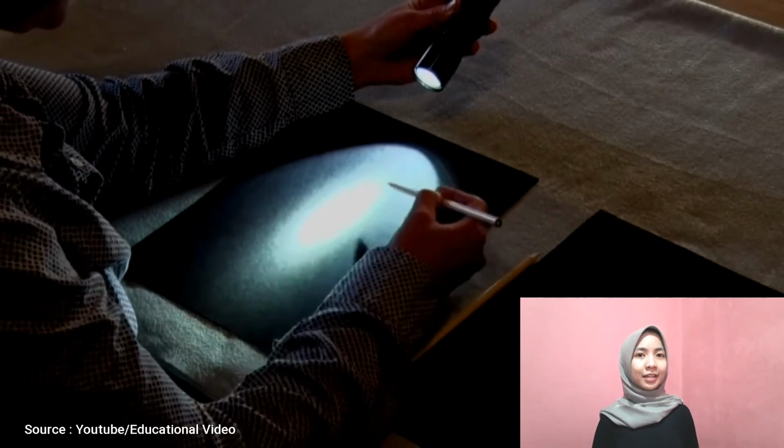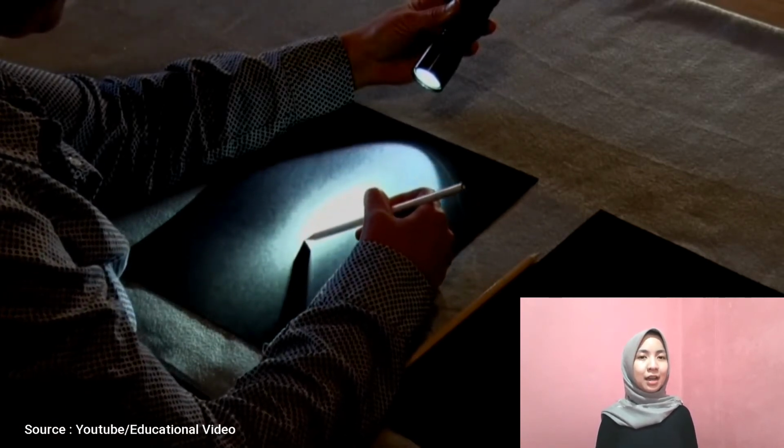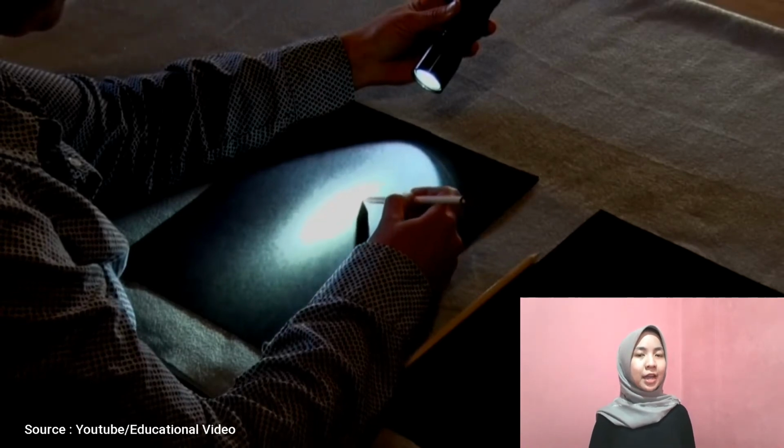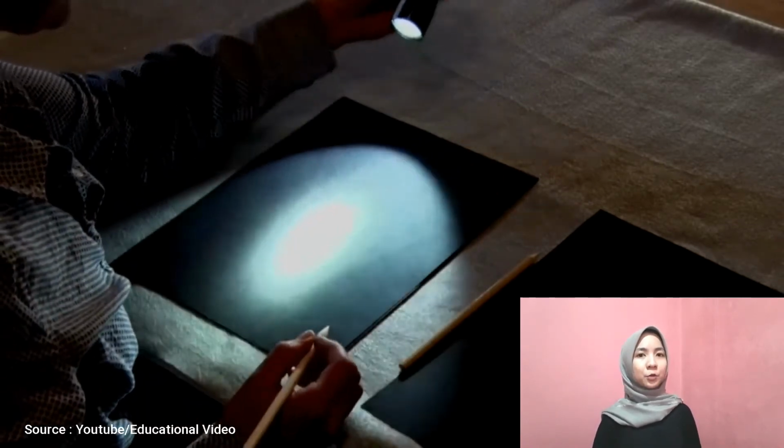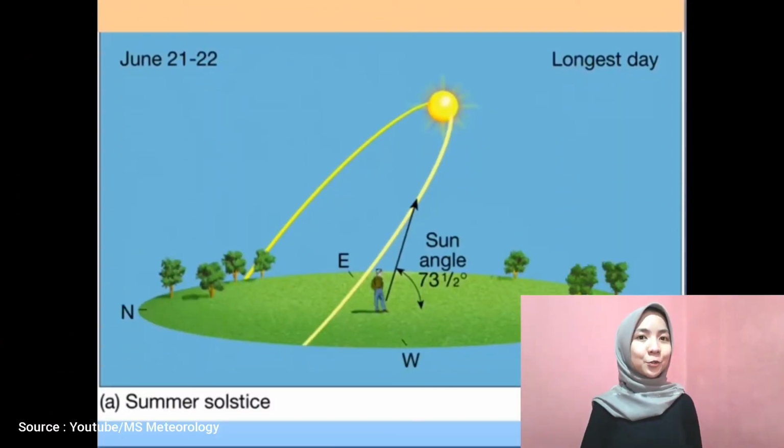All the light is still in that ellipse, but the ellipse is spread out over more paper. The density of light drops. In other words, the amount of light per square centimeter drops. The same is true on the Earth.